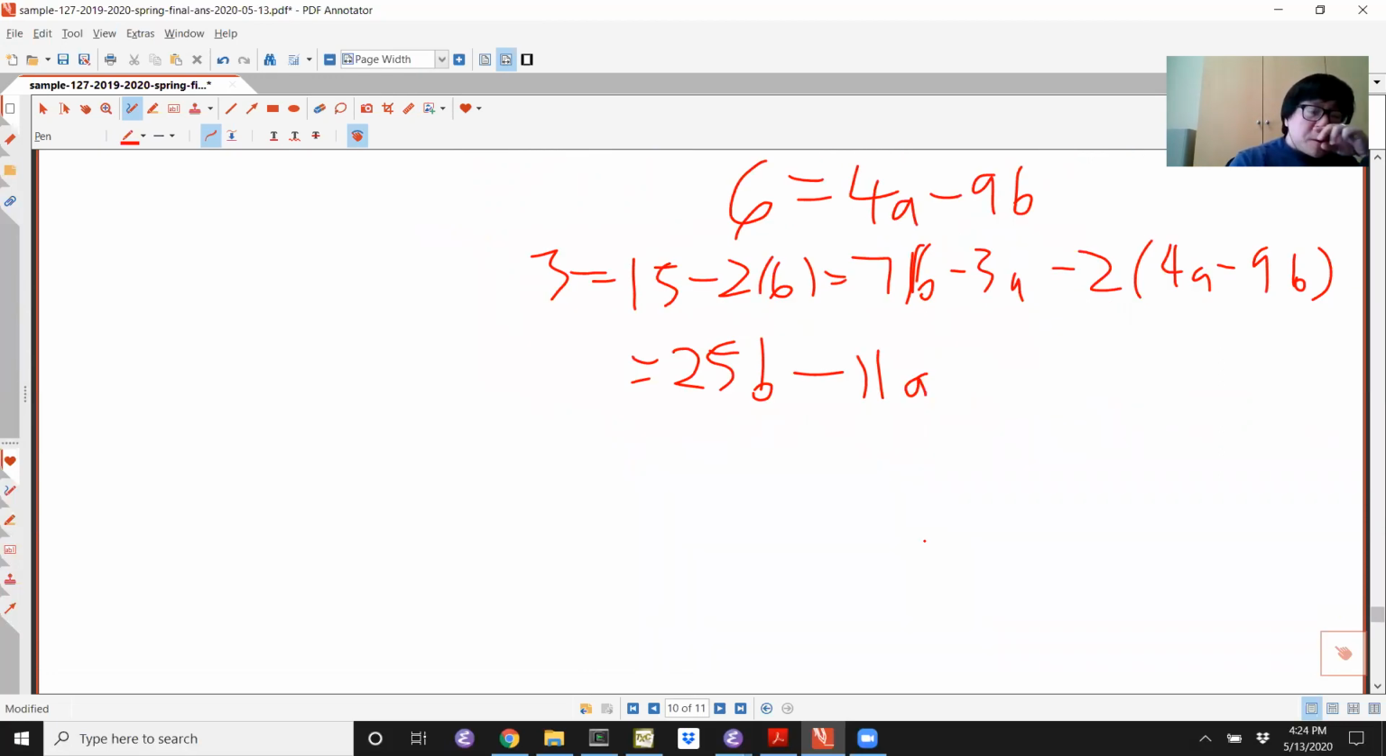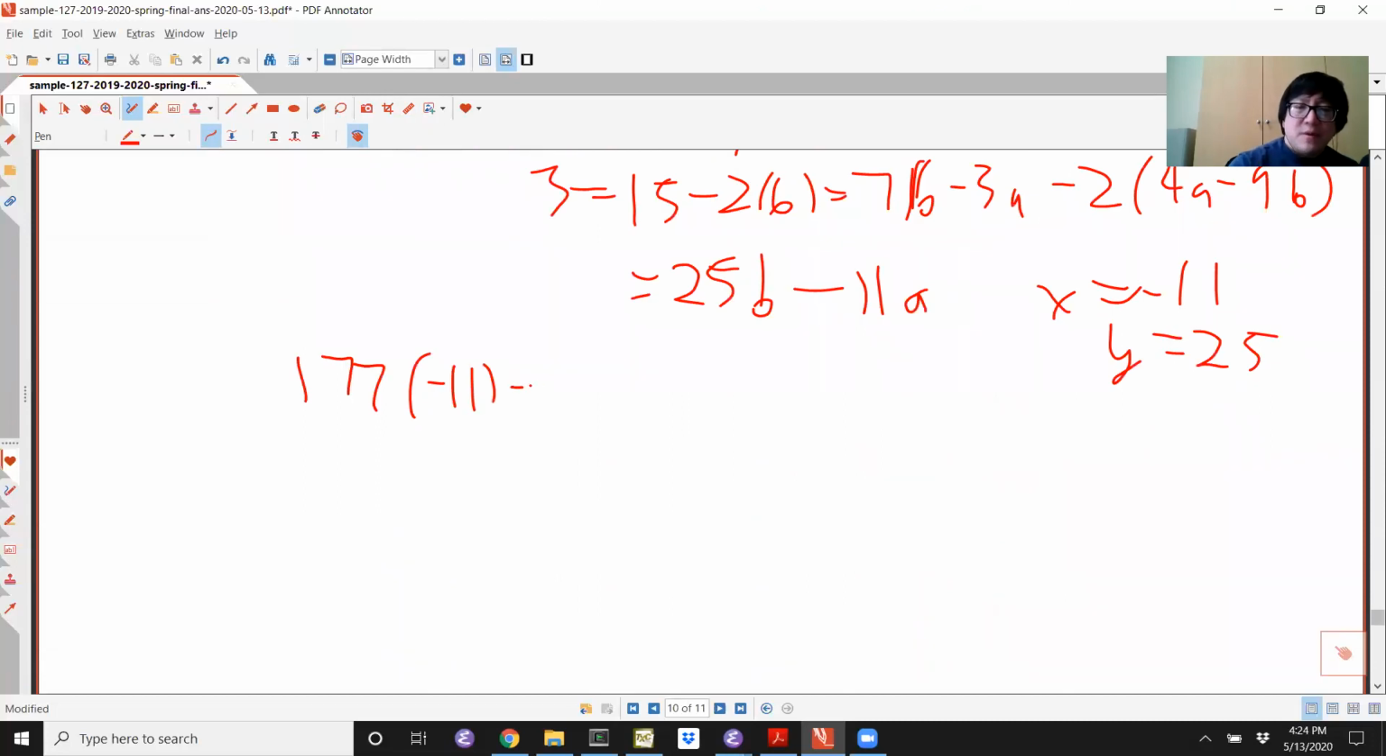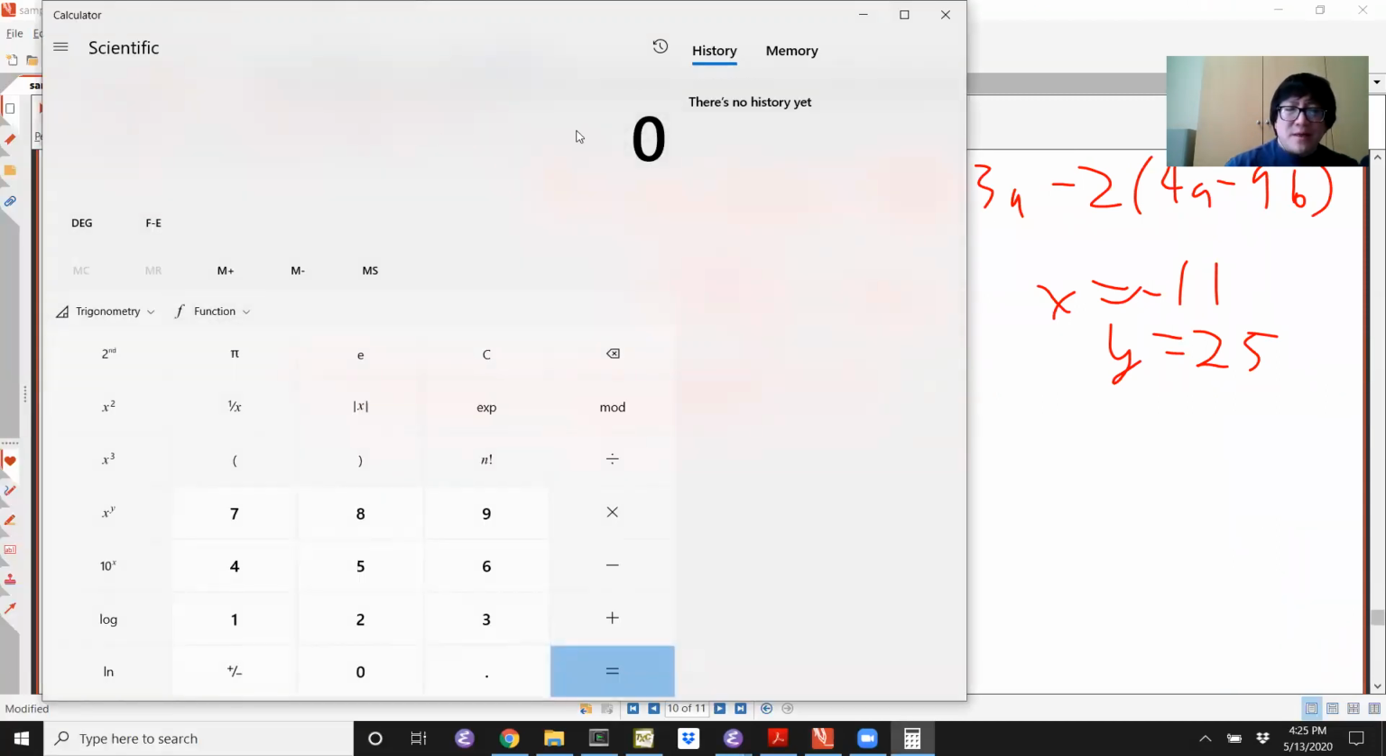So this says that x is minus 11 and y is 25. So this claims that 177 times minus 11 plus 78 times 25 equals 3. Is that really true? Somebody want to check that? I'm going to cheat. I'm not above using a calculator. 177 times minus 11. Did somebody actually do it? True. Okay, I take your word for it.